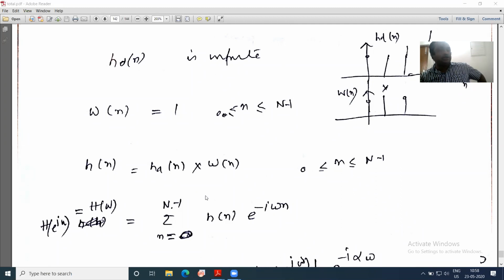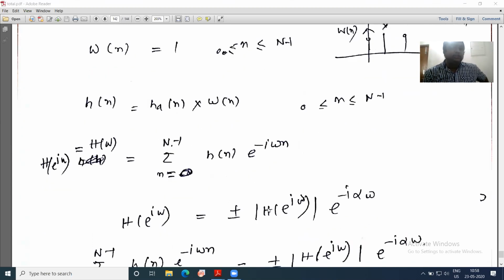Once you get h of n, you have to find the frequency response of the filter, h of e power j omega. Now h of omega equals the sum from n equal to 0 to N minus 1 of h of n e power minus j omega n. This is the formulation of the Fourier transform for N samples. In general, it is n equal to minus infinity to infinity, but considering N samples, this is h of n e power minus j omega n.